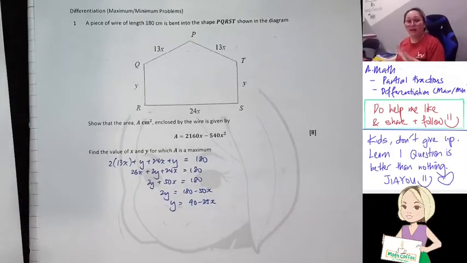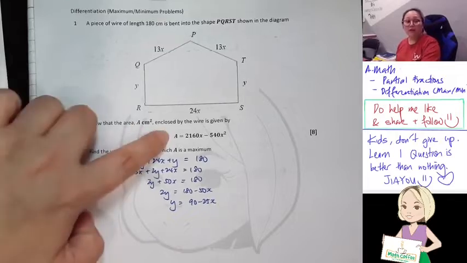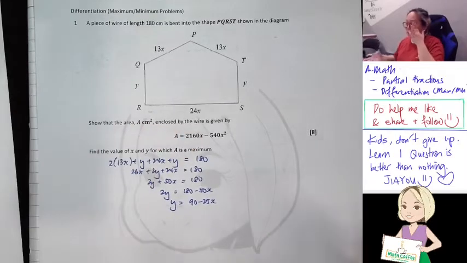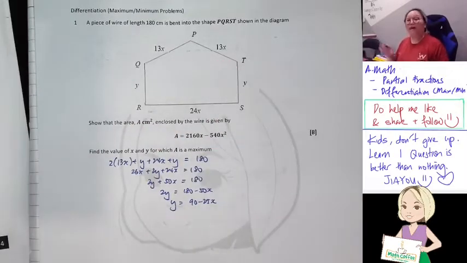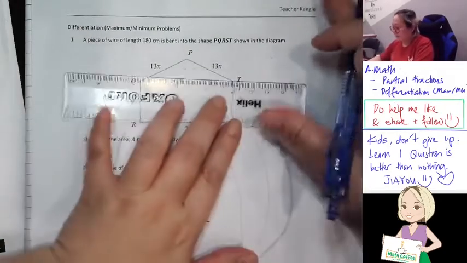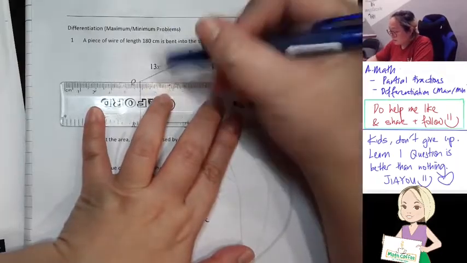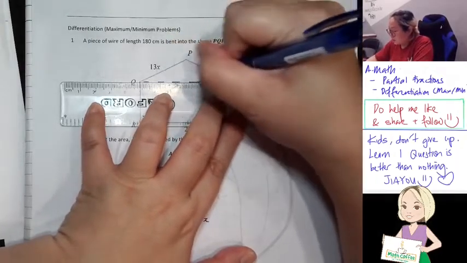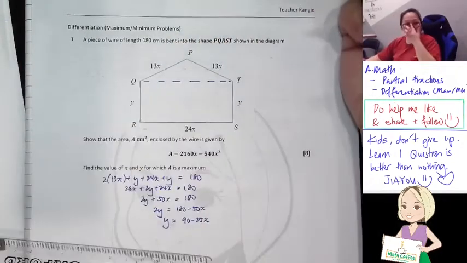We are not done yet. This is only the y subject in terms of x. We are supposed to show that the area is this. Okay, so then look at the diagram. How do you find area? You simply cut it into, this is a composite shape, right? So you will cut it into two basic shapes for this case. So I will cut it into a triangle and a rectangle.